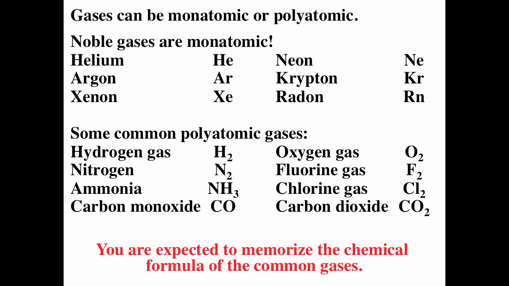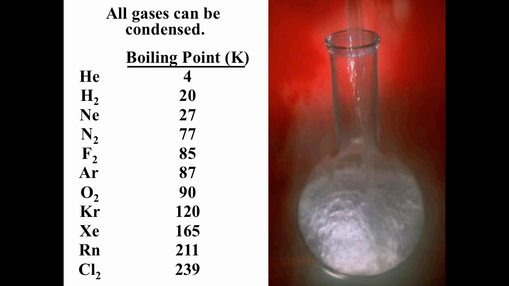If you cool a gas low enough, it will condense. All gases do condense when they're cooled. Now, if you look at helium, it's got the lowest boiling point of these gases, 4 Kelvin. Helium actually has the lowest boiling point of any element. It's a noble gas, so the only intermolecular force it has is London dispersion. It's very light, and so it has very weak London dispersion.